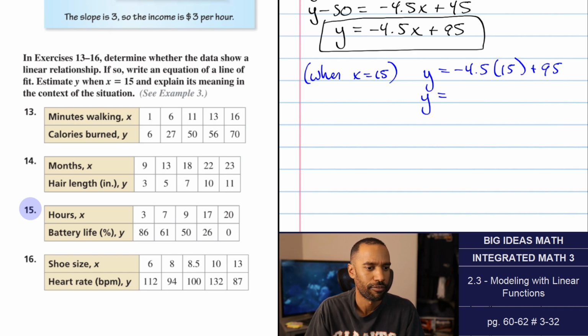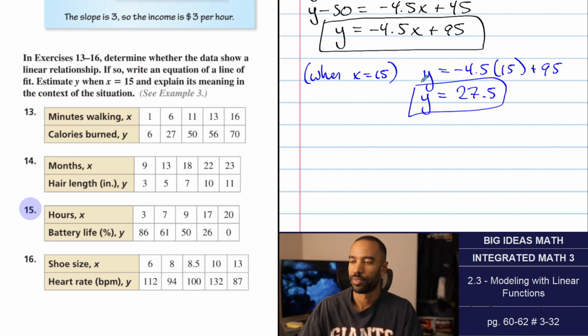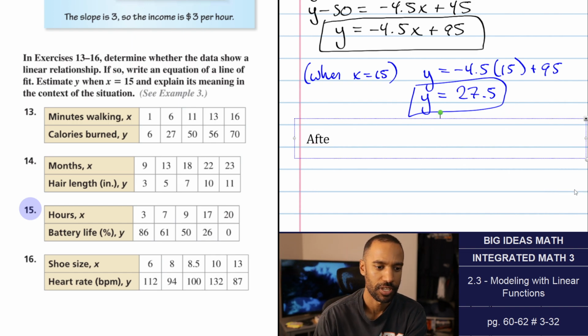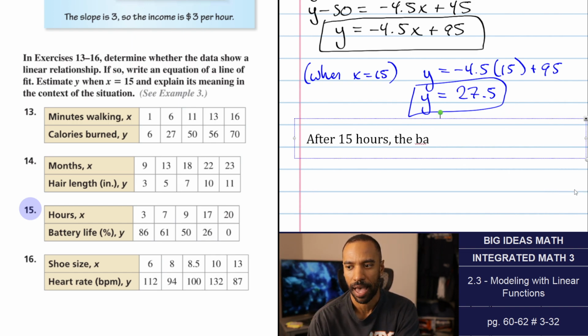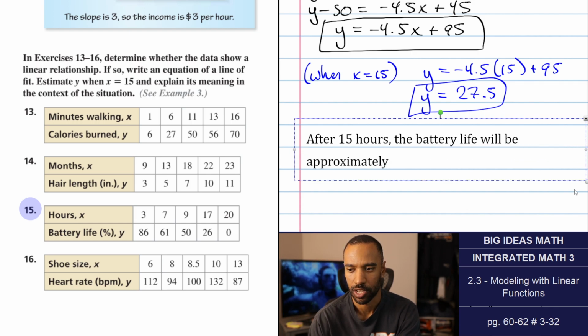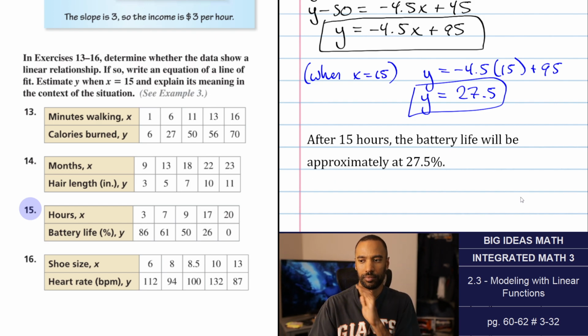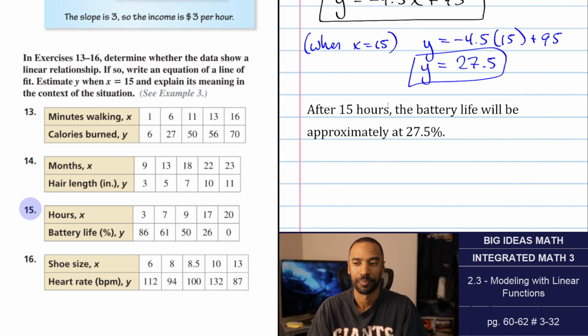So let's do that. Negative 4.5 times 15 plus 95. 27.5. So that interpretation will be, after 15 hours, the battery life will be approximately, I don't know if I said approximately for the last problem, at 27.5%. You will have about that much battery life left. Okay. All right, and then number 16.